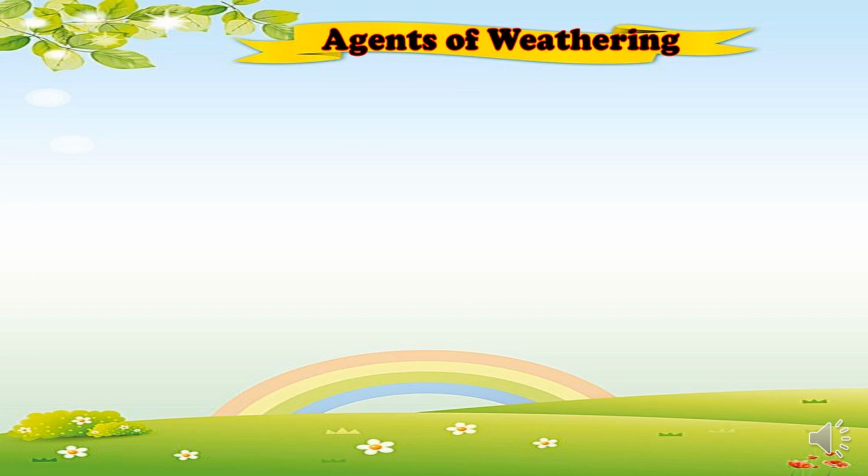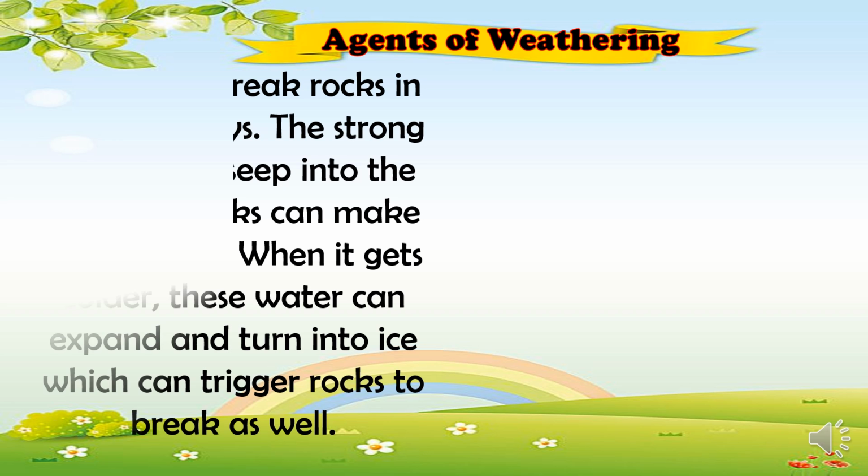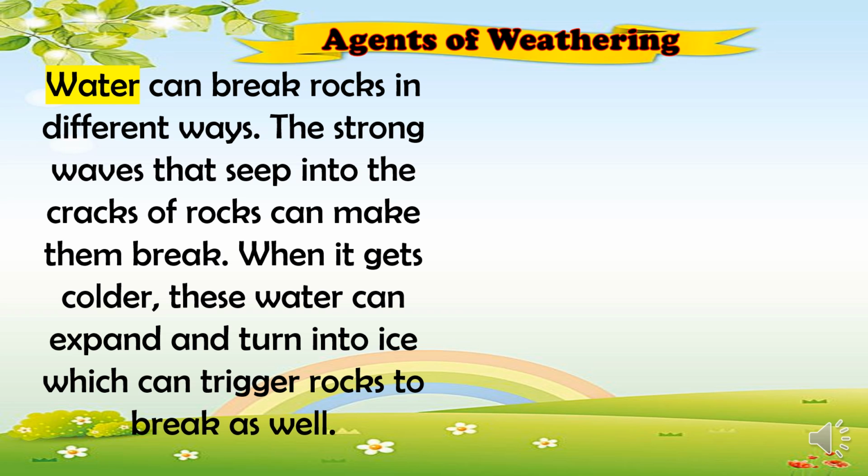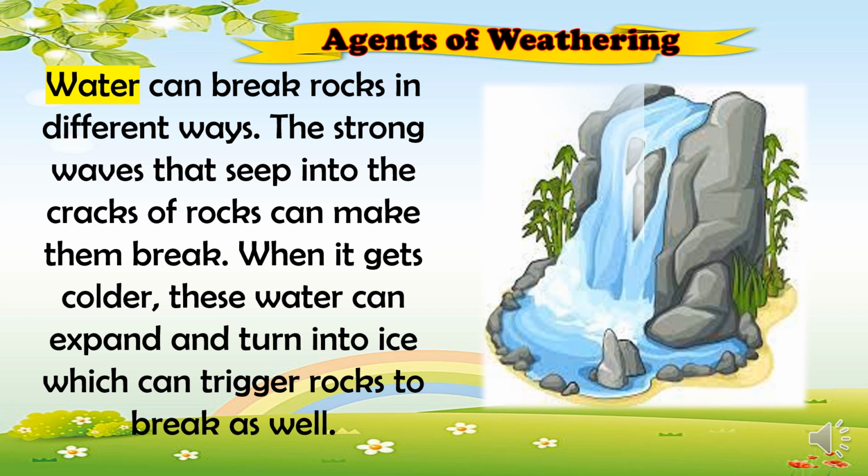We have the following agents of weathering. First, we have water. Water can break rocks in different ways. The strong waves that seep into the cracks of rocks can make them break. When it gets colder, this water can expand and turn into ice, which can trigger rocks to break as well.